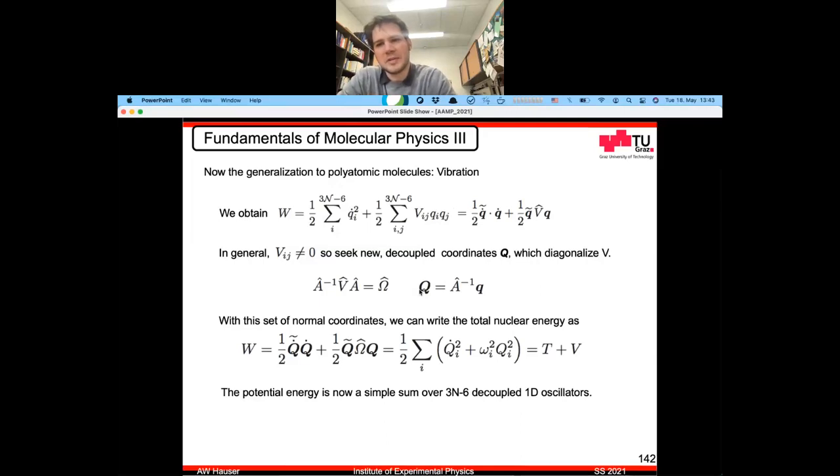Each one of them corresponds to one type of vibration that this molecule can perform. I give you an example.